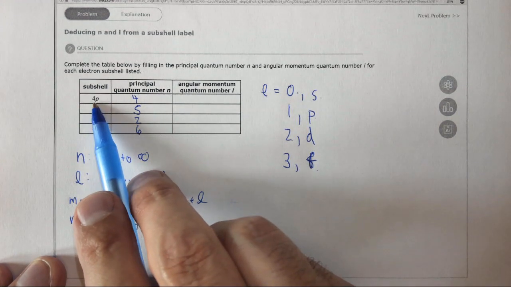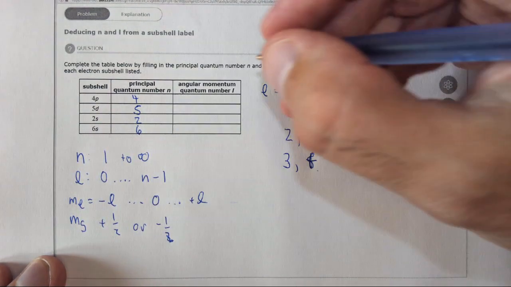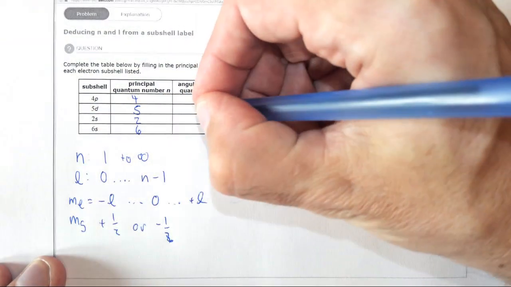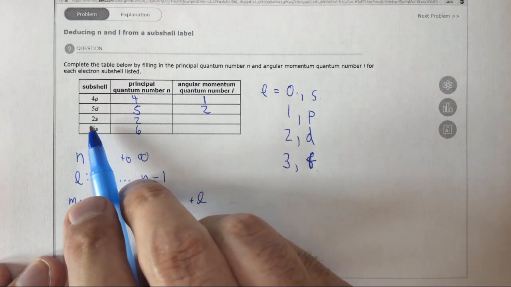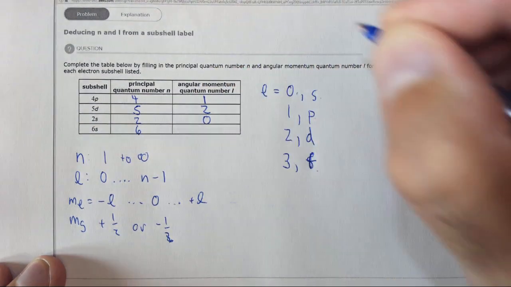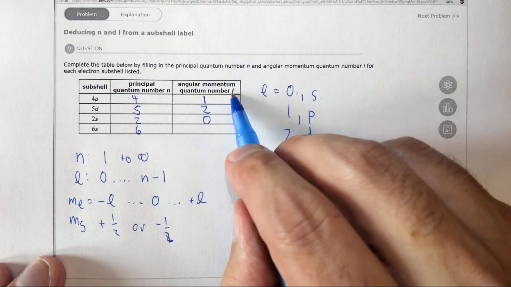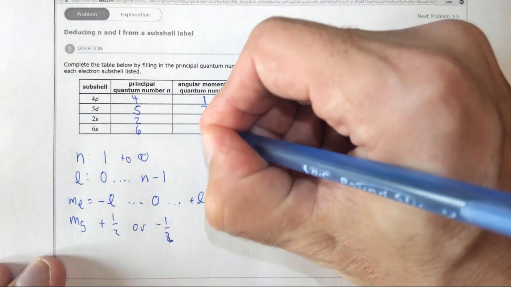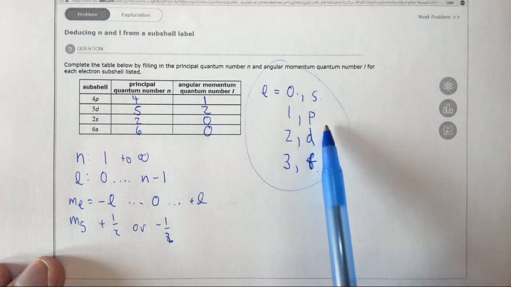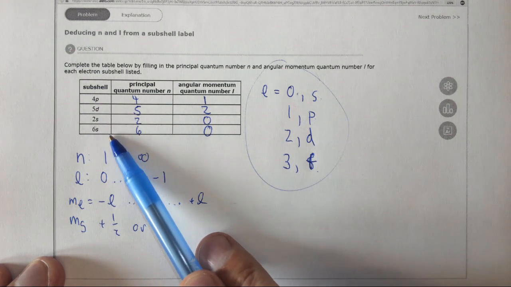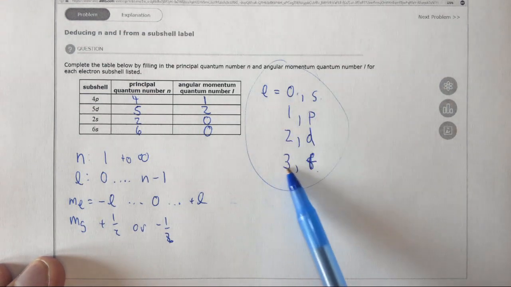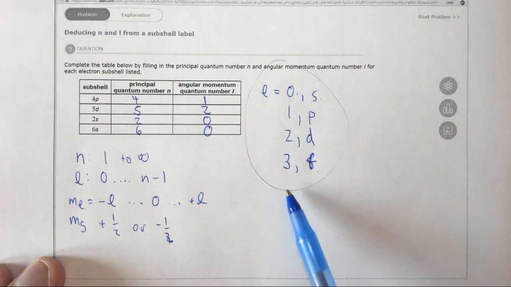So 4p, a p has an angular momentum quantum number of 1. A d has an angular momentum, or an L value, of 2. An s has an angular momentum quantum number of 0, so L equals 0. And another s is 0. So this little table here can tell you how the subshell with a letter designation relates to the quantum number, which has a numerical designation 0, 1 through 2, and 3.